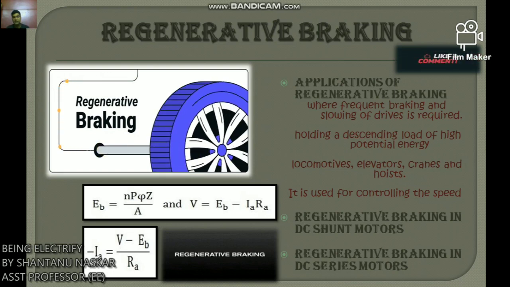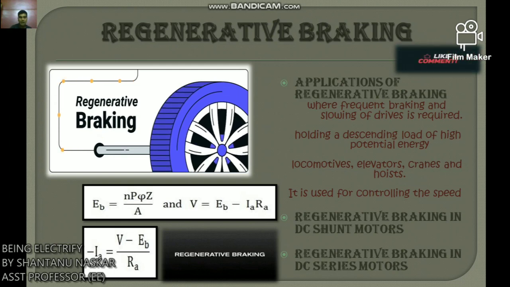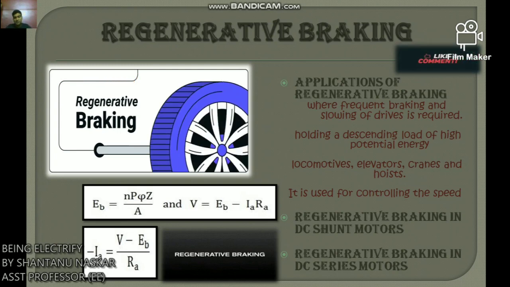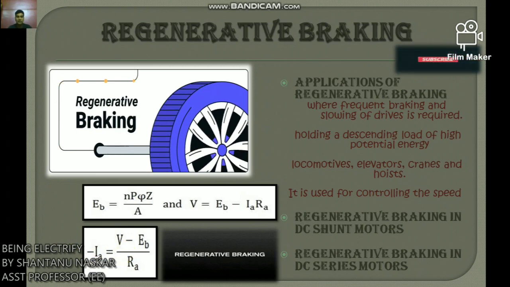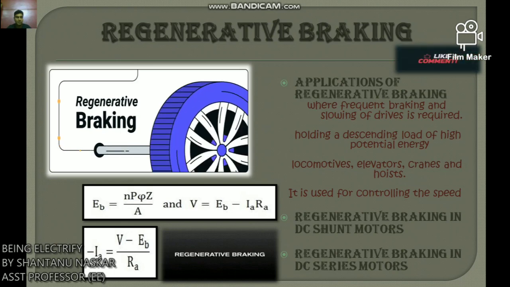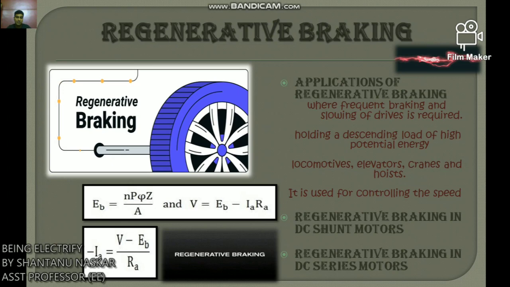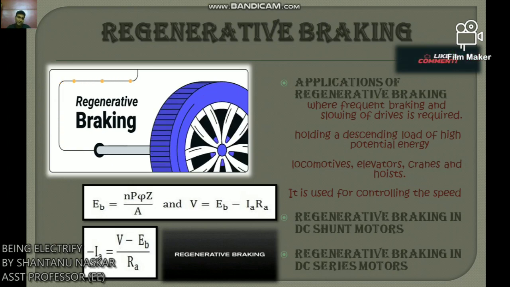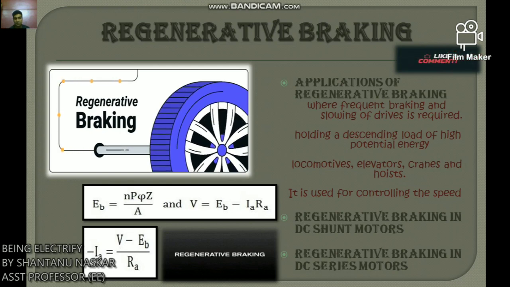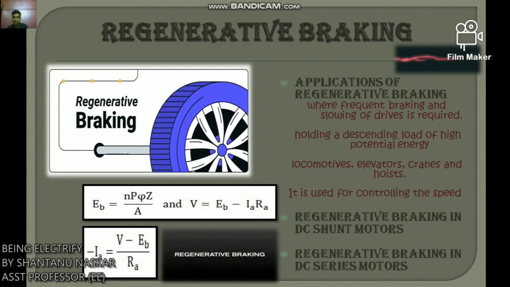Now regenerative braking in DC shunt motors. Under normal condition, the armature current is given by the equation shown below. Here, when the load is lowered by a crane, hoist or lift, it causes the motor speed to be greater than the no load speed, and the back EMF becomes greater than the supply voltage. Consequently, armature current Ia becomes negative. The machine now begins to operate as a generator. So this is for DC shunt motor.